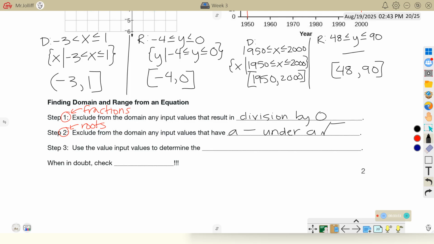Okay, the upside is after you've done step 1 and 2, you should know what your domain looks like: all real numbers except where I have those problems. Yay. And then you're going to look at which values are excluded from the range by inputting your problem answers into that function. Where do those problems occur on the y? So you're going to use the input values to determine the range.